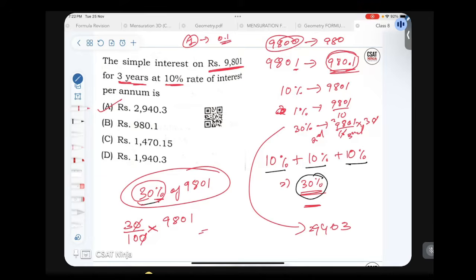If you multiply these two, you will get 29403 divided by 10, which will be equal to 29403. Did I miss something here? I think I missed something here. What is it? This one, 9. Oh, this one is 100%, right? There should be a point here if I'm writing 10% there. Okay, so the answer will be this one, which is option number A.